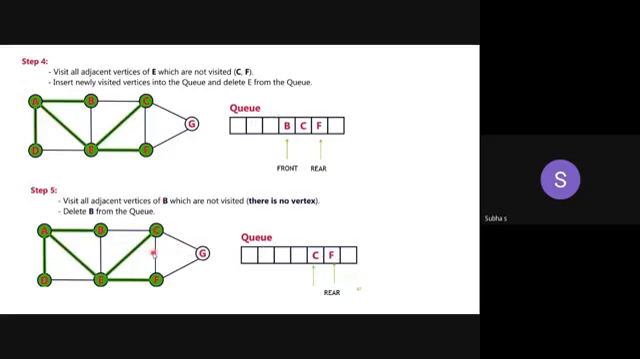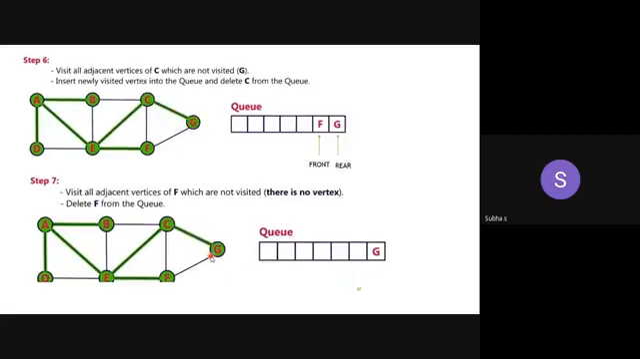What are the elements present in Q now? C and F. What do you have to do? Remove. You have to find the adjacent nodes for C. What are the nodes adjacent to C? B, F and G. B and F are already visited. What is the node not yet visited? G. So where do you have to put it? After F. Yes, place G and DQ C. Remove it from the Q. Okay, now front is pointing to F.